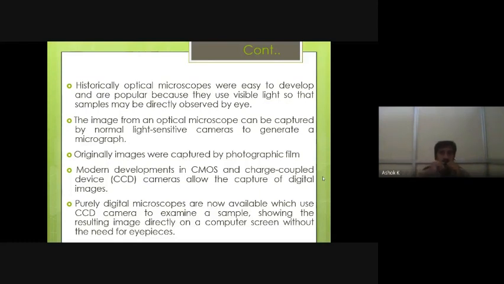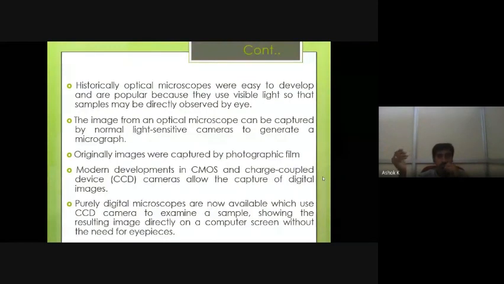In the modern developments that I explained to you earlier, the optical microscope has charge coupled devices for capturing the images and enhancing the quality of the image. So these CCDs were used for capturing the image. And digital microscopes are now available, which use CCD cameras to examine a sample, showing the resulting image directly on a computer screen without the need for eyepieces.